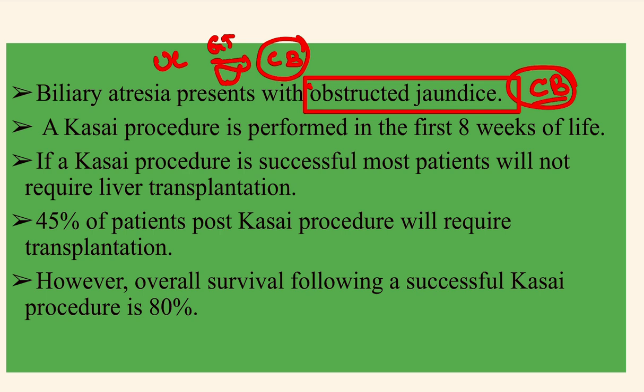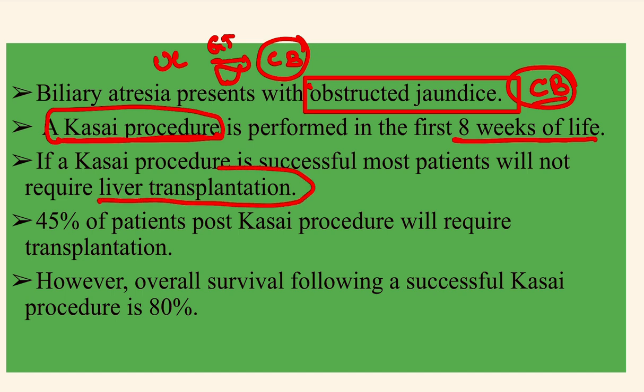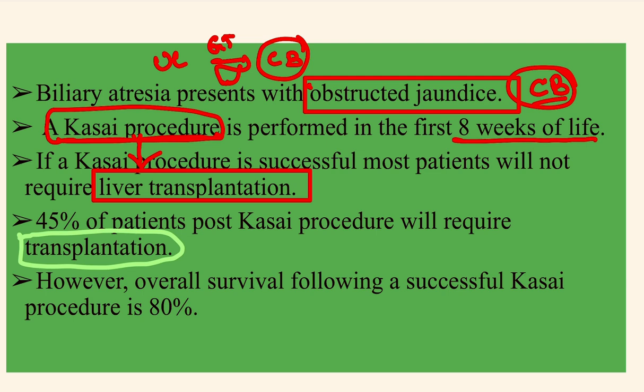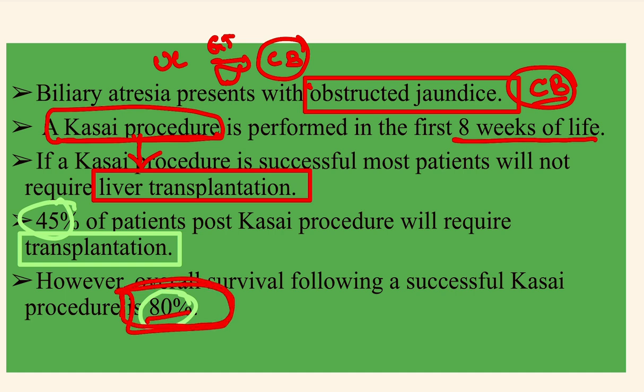The Kasai procedure is performed in the first 8 weeks of life. So what is the Kasai procedure? It is a procedure in which the small bowel is connected directly to the liver. If the Kasai procedure is successful, most patients will not require a liver transplant. About 45% of patients post Kasai procedure will require transplantation, among 100 patients. However, overall survival following a successful Kasai procedure is 80%. So the survival rate is very, very high, 80%.